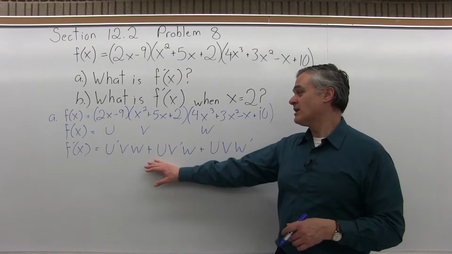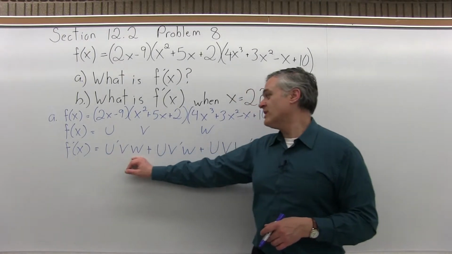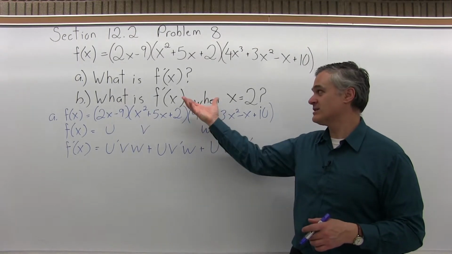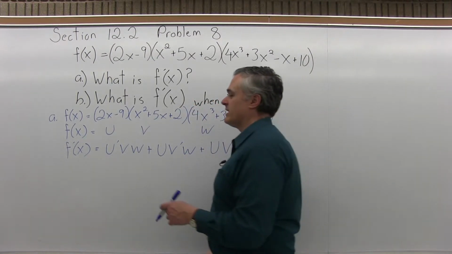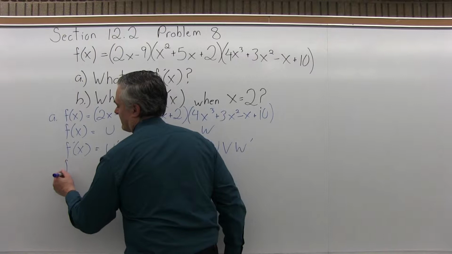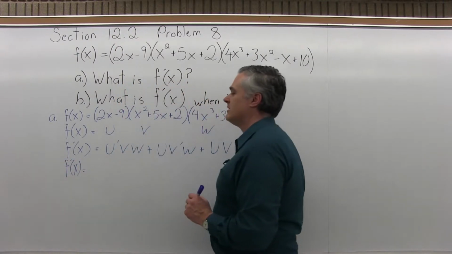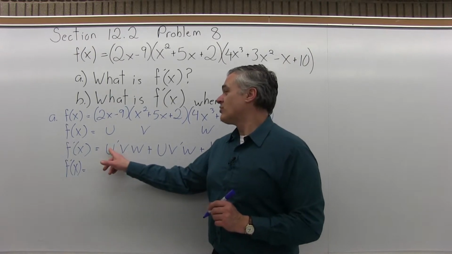This one has 3 parts, so what I have written, u prime vw plus uv prime w plus uvw prime, will do the answer for the 3-part function that we have. So let's actually start doing it. F prime of x equals. So first we have u prime.